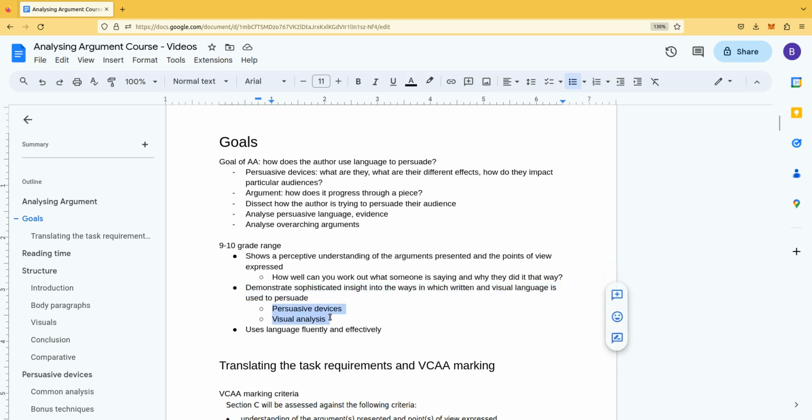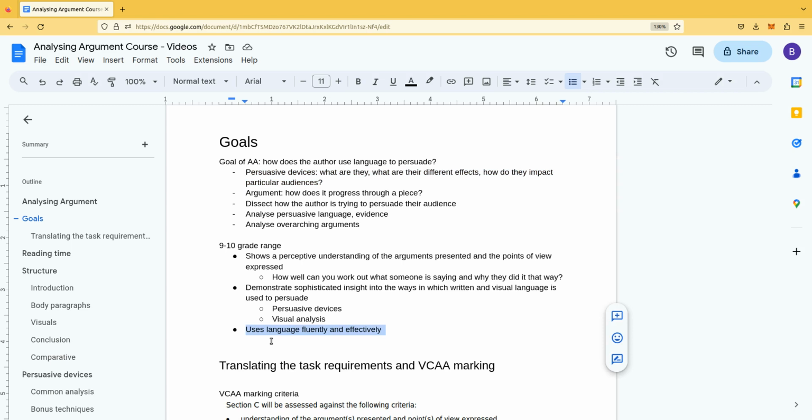So that's the persuasive devices and visual analysis we were talking about up here. What persuasive techniques are there in a piece? What persuasive elements are there in an image? What are their effects individually? How do they impact audiences? And in particular, how do they impact audiences in this situation? Those are your two main criteria, and those are the ones most within your control. But the third criterion is this: uses language fluently and effectively.